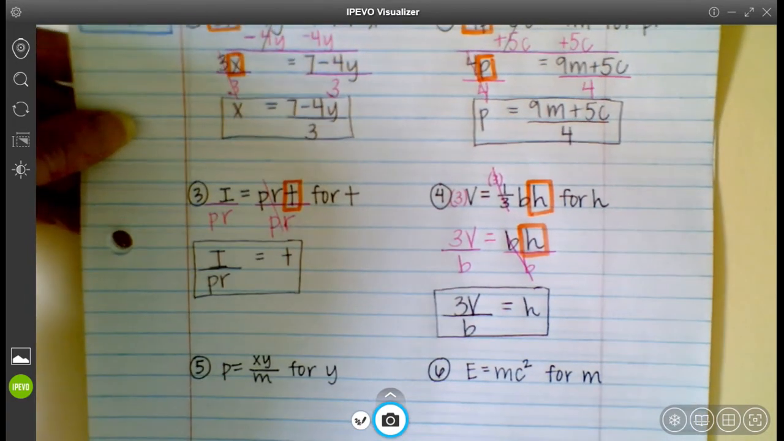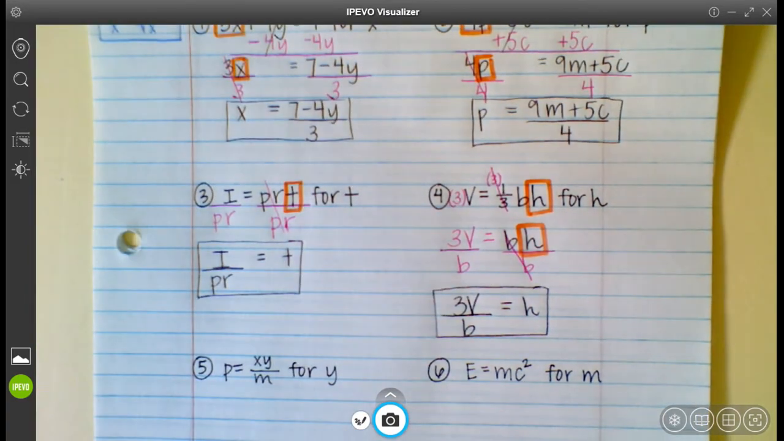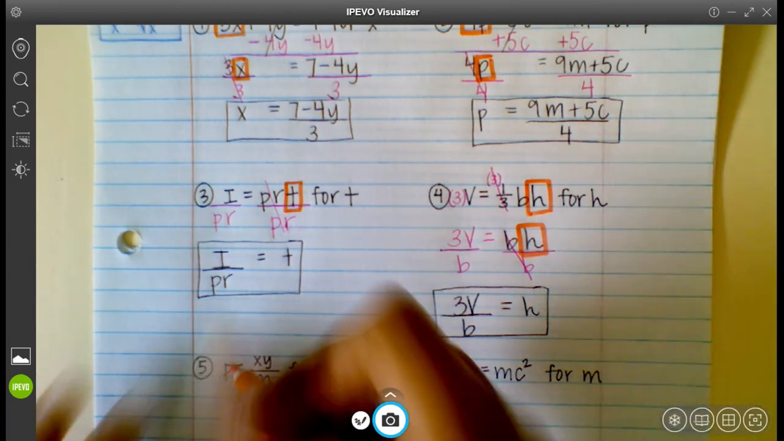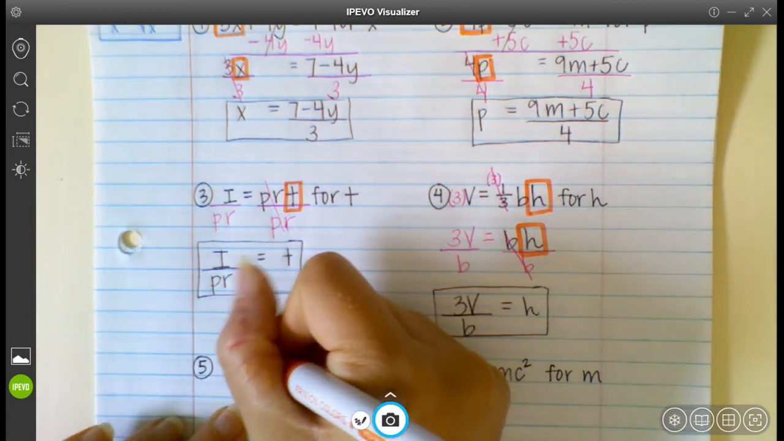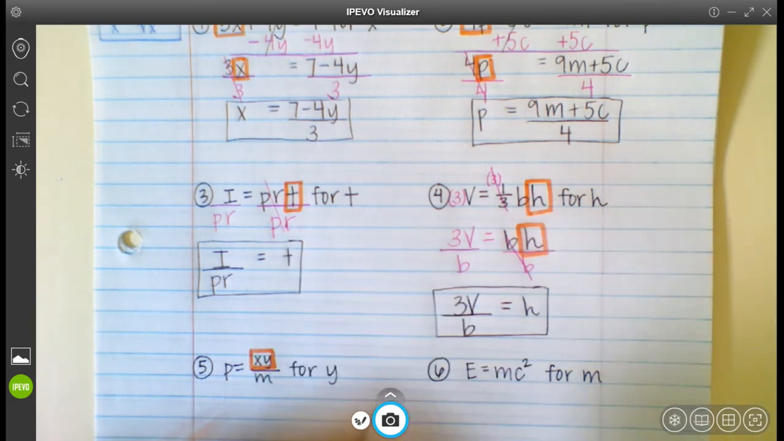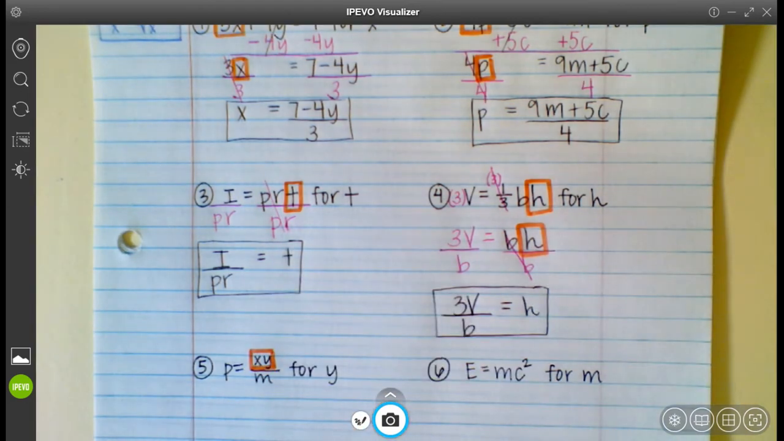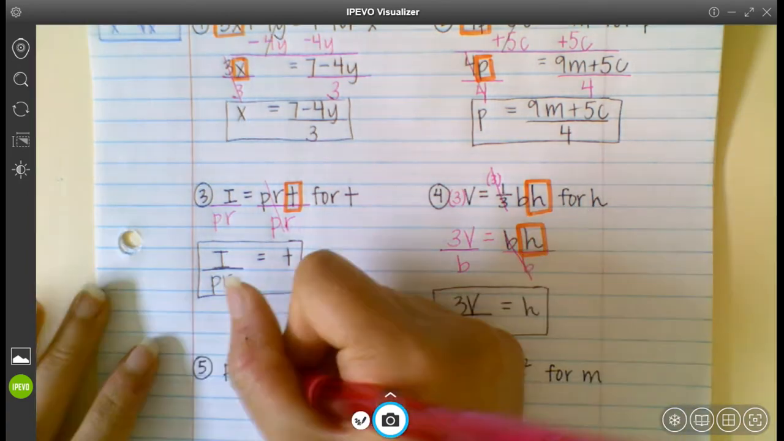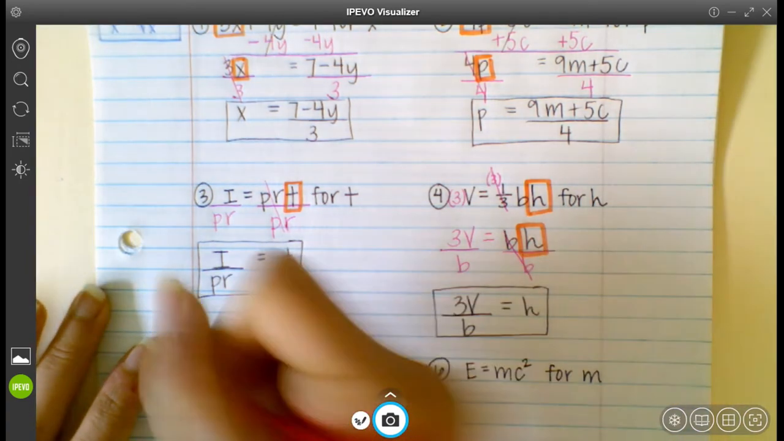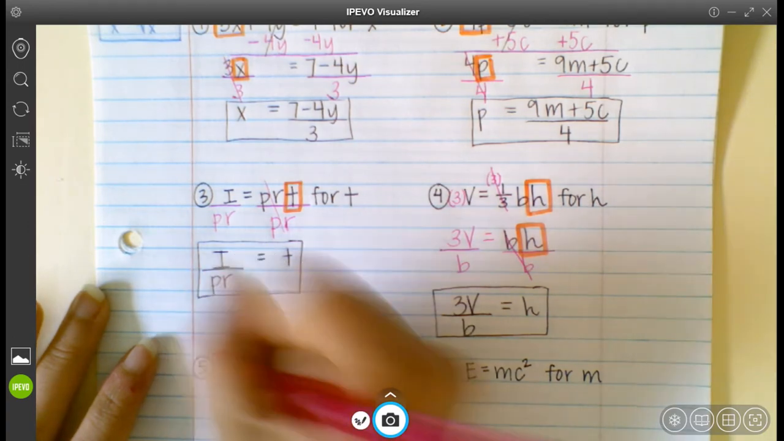So taking a quick peek here, we're looking at number 5. We want to solve for y. So notice y is attached to the x in the upper part of the equation. So our first operator that we want to undo is this division bar by m. So how do we undo divide? Well, we multiply. So we're going to multiply both sides by m.